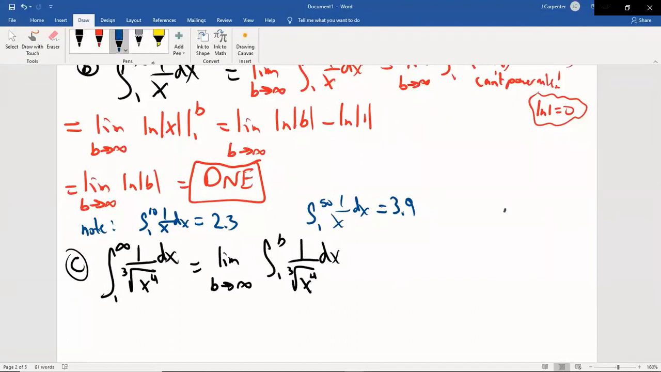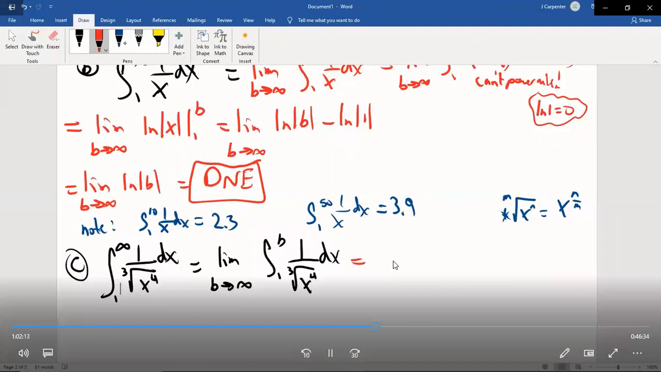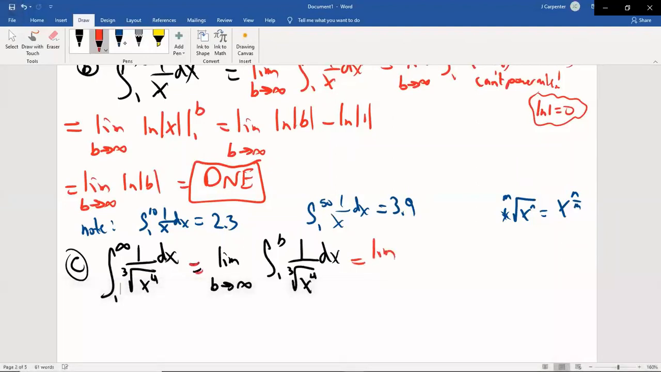So as a reminder, for about the 10th time I've done it in here, the mth root of x to the n is x to the n over m. So this is really x to the 4/3 in the bottom. I forgot to switch to red there. Limit b goes to infinity, integral 1 to b of 1 over x to the 4/3. I think I said 3/4 the first time, and I meant to say 4/3. The numerator is the power, the denominator is the index, x to the 4/3 dx.